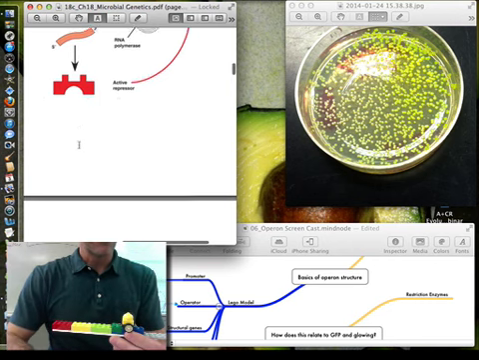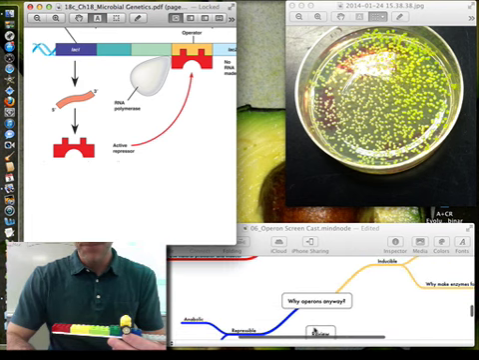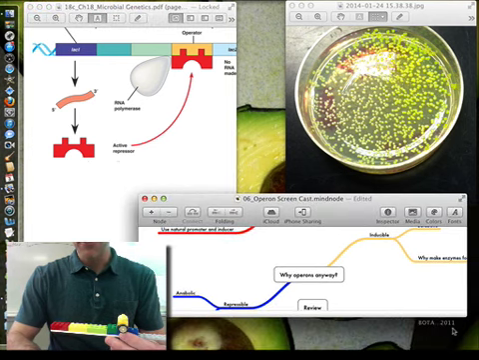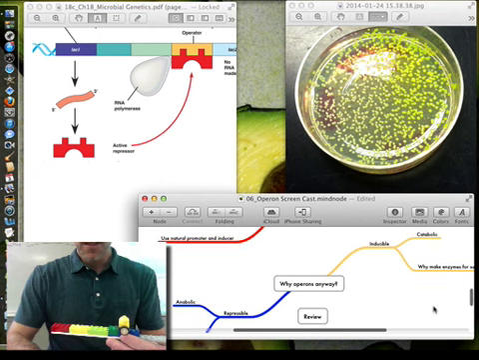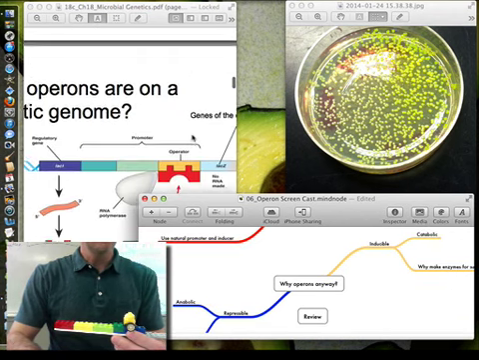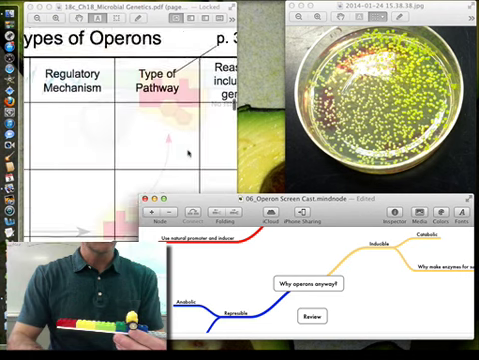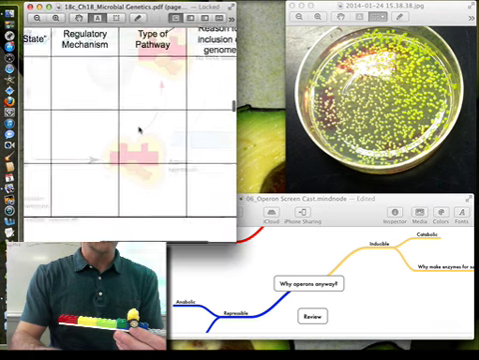Now, again, I wanted to talk about why do bacteria have operons anyway? Why operons anyway? And there's really two things you need to know. Let me blow this up just a little bit. I'm going to go ahead and cut to the chase. The reason that operons are included in the bacterial genome is because it's all about conservation of energy.